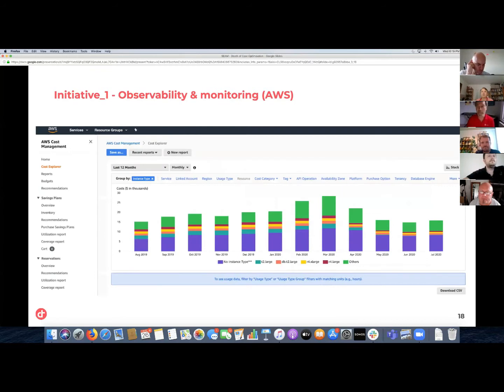This is a typical example of a screenshot from Cost Explorer in AWS. This is taken from one of our smaller clients where they run about a dozen AWS accounts. And you can see how important it is to get this sort of long-term visualization. So, this time last year, we were running at about $15,000 a month.